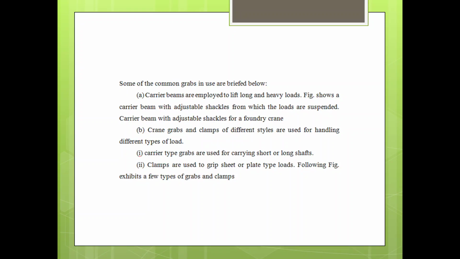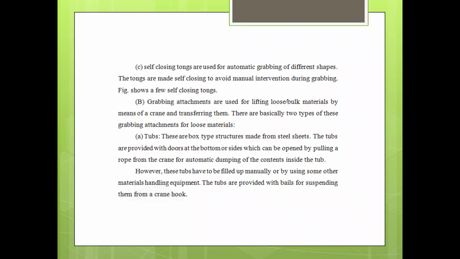Carrier beams are employed to lift long loads. Grabs and clamps of different styles are used for handling different types of load. Carrier type grabs are used for carrying short or long shafts. Clamps are used to grip sheet or plate types of loads. Self-closing tongs are used for automatic grabbing of different shapes. The tongs are made self-closing to avoid manual intervention during grabbing.